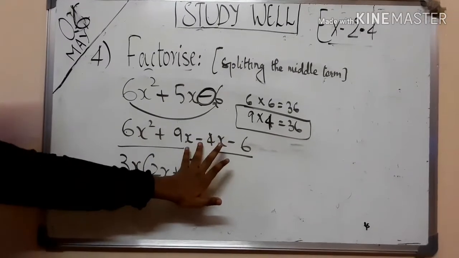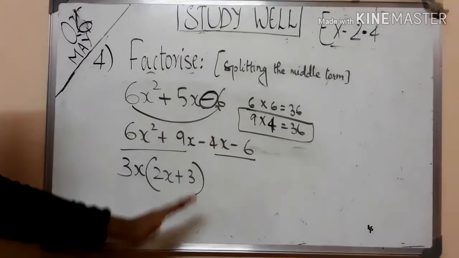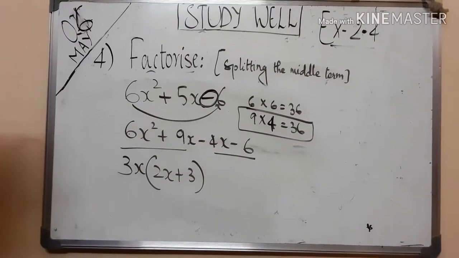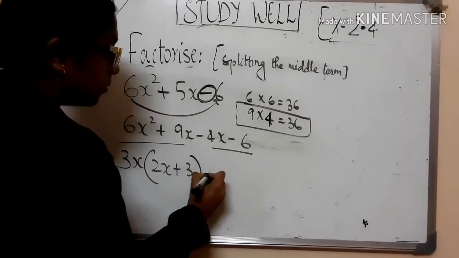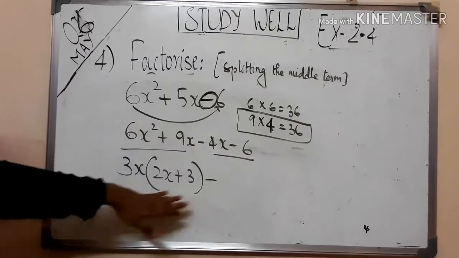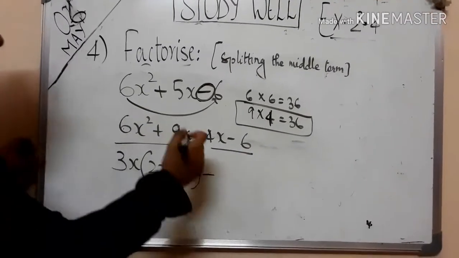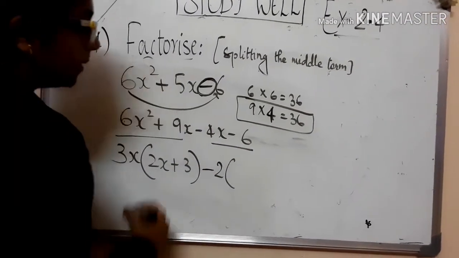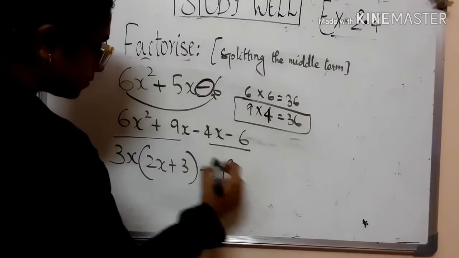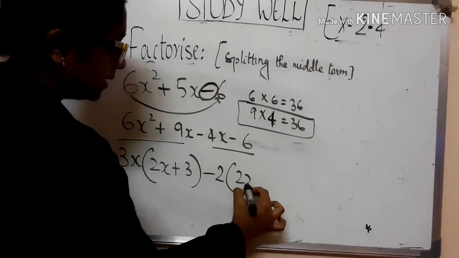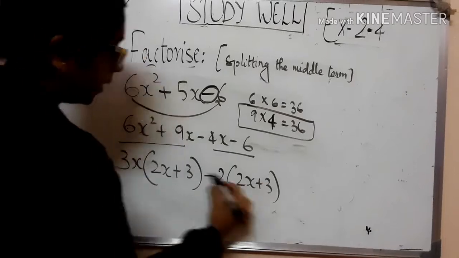And we should always take care that in the other group also the bracket should be the same. 2x plus 3 only we should get. So what should we take out here? We should take out minus 2. If you take out plus 2, then minus will remain inside, and then the answer becomes wrong. So minus 2 into 2x plus 3 will remain.